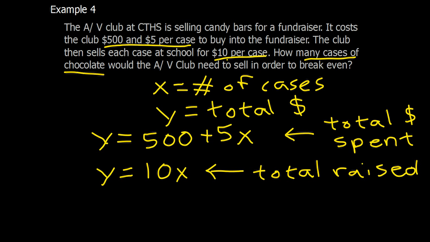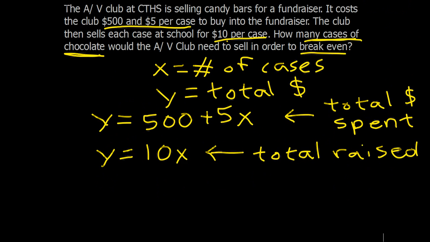Alright, so now I have the two pieces of information that I need. I have the total amount that the school spent, and I also have the total amount that they would raise depending on the number of cases of chocolate. But specifically, I'm looking for how many cases of chocolate they would need in order to break even, in order for the amount that they spent to be the exact same as the amount that they would raise.